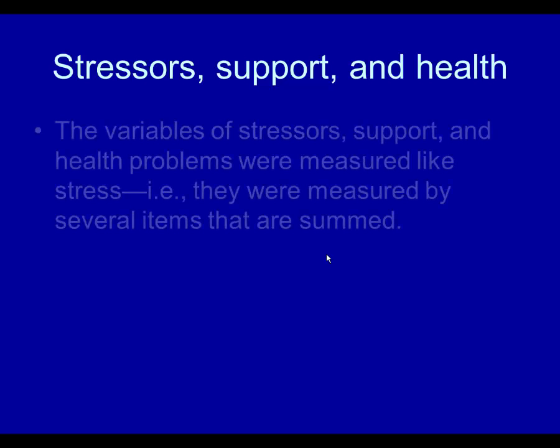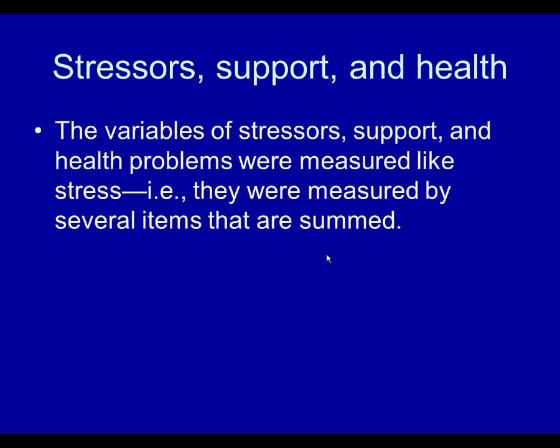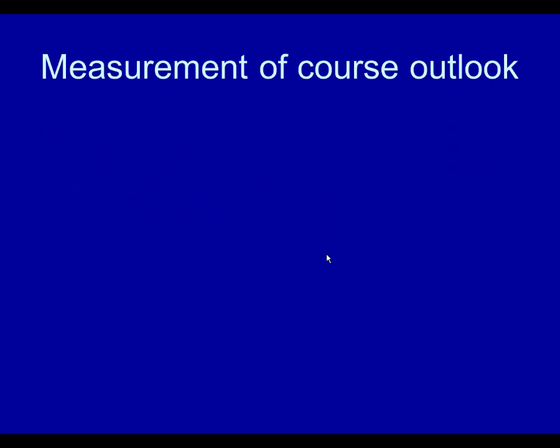The variables of stressors, support, and health problems were measured like stress. In other words, they're measured by several items that are summed. So the higher your score for stressors, the greater your stressors. The higher the score for support, the greater your support. The higher your score for health problems, the greater were your health problems, as you indicated.